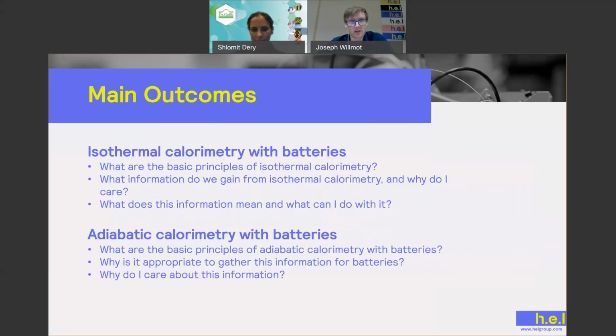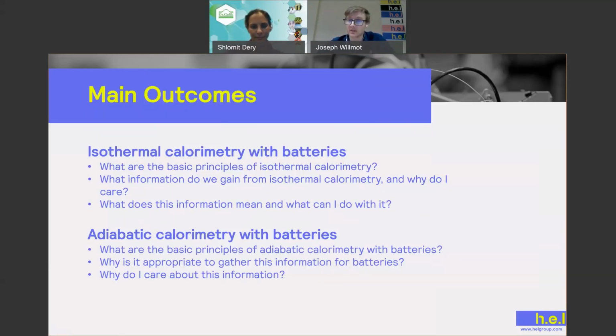So, what are going to be the main outcomes from today? There'll be two main areas that we're going to cover. One will be the performance battery testing and the isothermal calorimetry, and we'll also be looking at safety testing with adiabatic calorimetry. So, with isothermal calorimetry, we'll be understanding the basic principles of isothermal calorimetry, what information we gain, what this information means, and what you can use this information for.